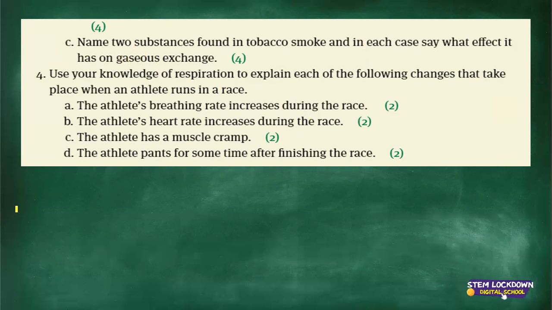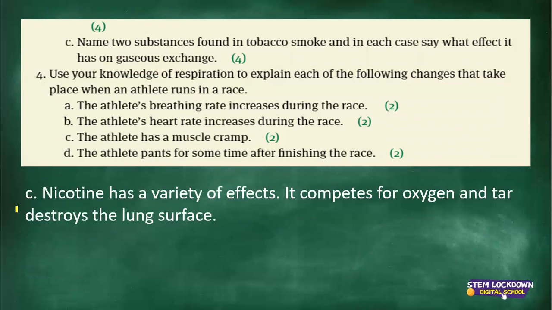C, name 2 substances found in tobacco smoke, and in each case, say what effect it has on gaseous exchange. The first one is nicotine. It has a variety of effects. It competes for oxygen. You remember nicotine, it competes for oxygen. It is poisonous in that way.